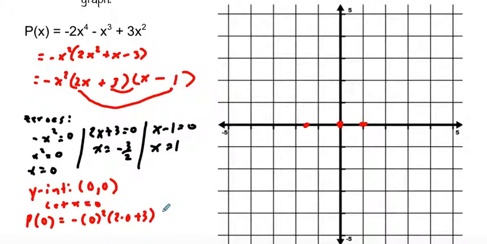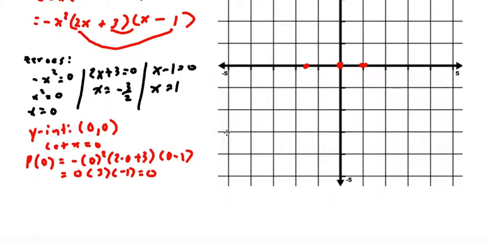So I'm just putting 0 in for x. I've got 0 squared is 0 times the -1 is 0. And then over here, 2 times 0 is 0, plus 3 is 3. And the last one, 0 minus 1 is -1. And so I end up just getting 0 in this case. It doesn't always happen to be 0, it just happens that the first two examples we did are the same as your x-intercepts, which was 0, 0.